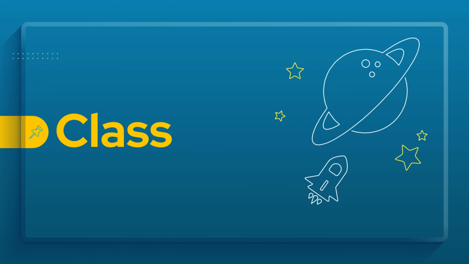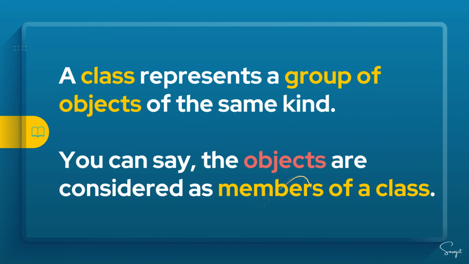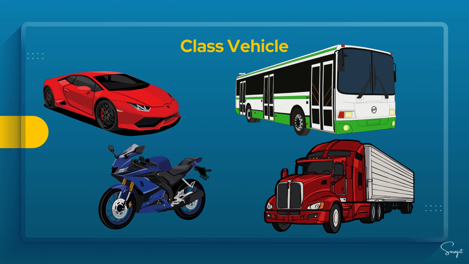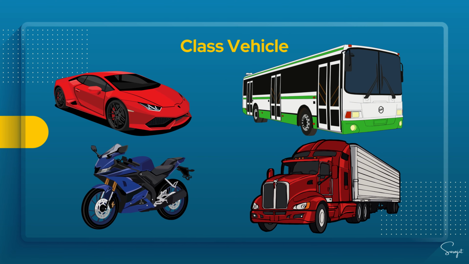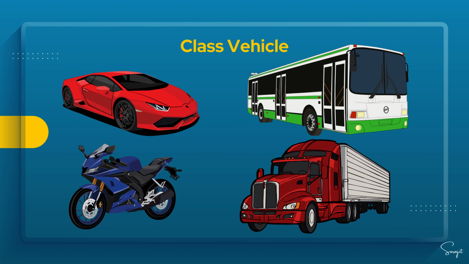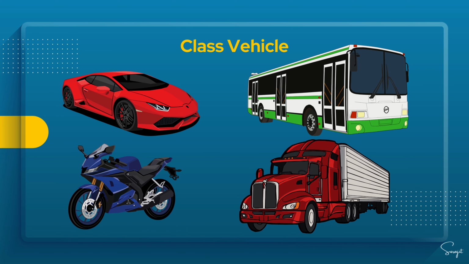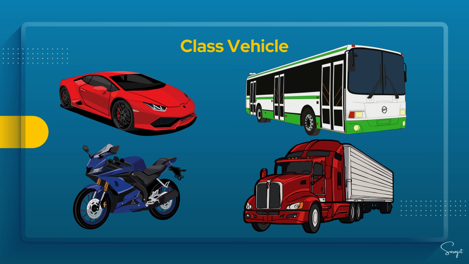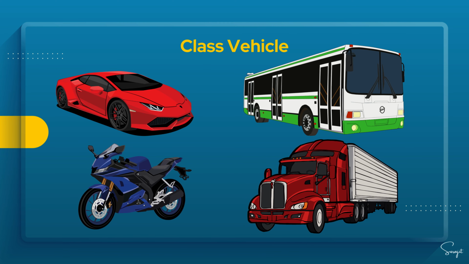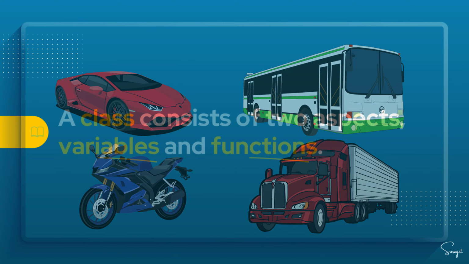Now, let's talk about class. A class represents a group of objects of the same kind. In other words, you can say that the objects are considered as members of a class. A car, bike, bus, truck, etc. are the members of the class vehicle. All the vehicles have the same properties and common behavior. They have wheels, power, engine, and are used for transportation.